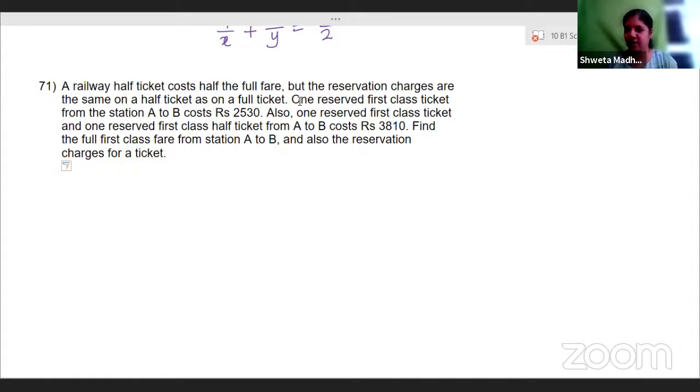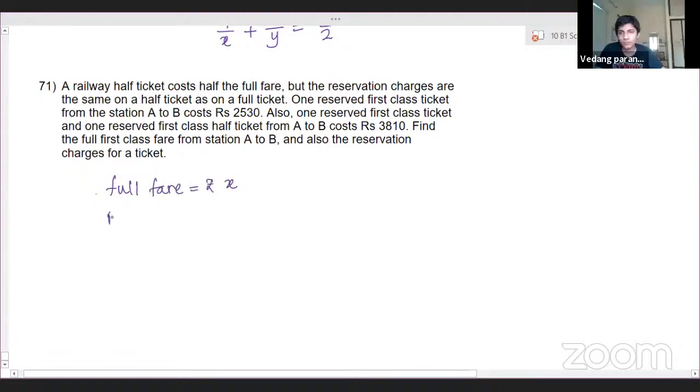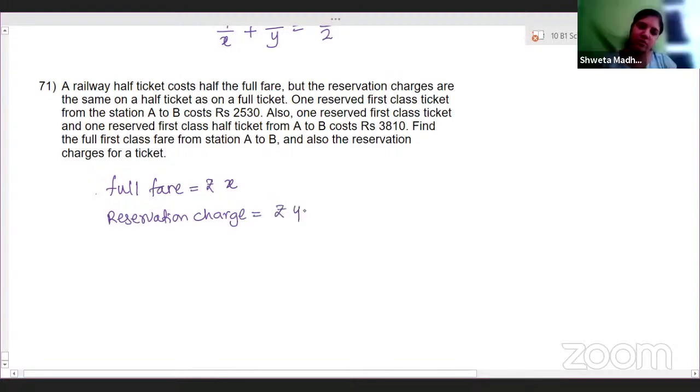Now check the question, what condition they have given. One reserved first class ticket from station A to B costs rupees 2,530. And the second condition: when one reserved first class ticket and one reserved first class half ticket are reserved, he has to pay 3,810. Then find the full first class fare from station A to B, and also the reservation charges. So the full fare we'll consider as X rupees and the reservation charge is equal to rupees Y.